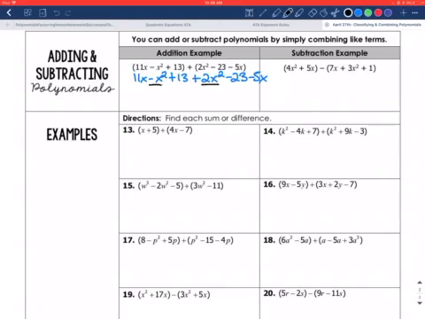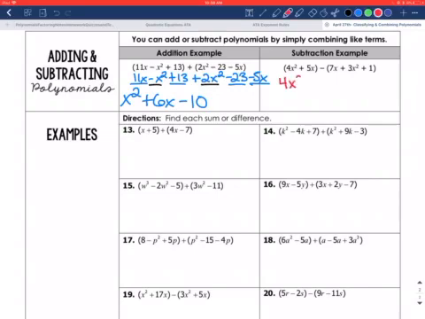So now we just combine like terms. So first off, we have negative x squared and plus 2x squared. So that will give me x squared. Then we do the 11x and the negative 5x. That'll be plus 6x. And positive 13 and negative 23 will be negative 10. So we just combined those polynomials, and you just combine like terms.